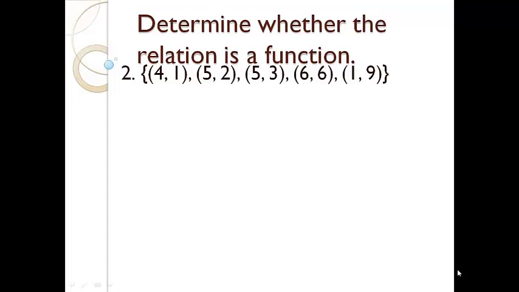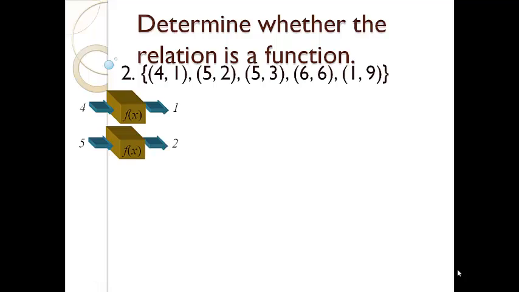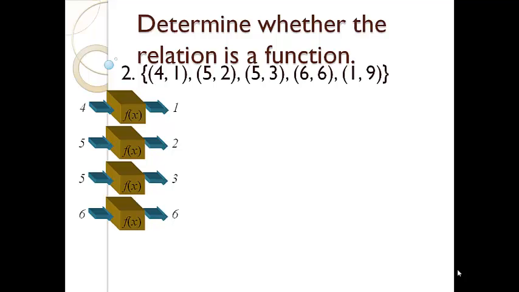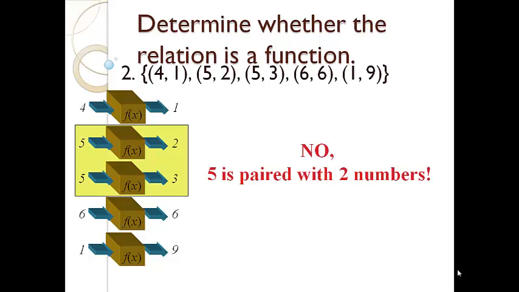Okay, what about this one? Again, I'll give you a minute. Okay, if we put 4 in, we get 1 out. If we put 5 in, we get 2 out. If we put 5 in, we get 3 out. If we put 6 in, we get 6 out. And if we put 1 in, we get 9 out. In this case, no, this is not a function because the 5 is paired up with two different numbers.